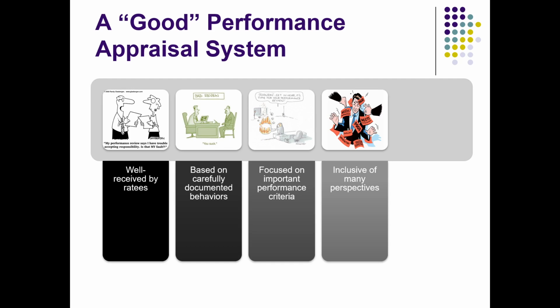It's inclusive of many perspectives. Ideally, we want to be able to have lots of different people who are aware of the performance of this individual give feedback about their performance. There are lots of different ways that this can be done, and we'll talk about this as the chapter goes on. But the more people who are giving feedback, the more seriously typically the person who's been appraised will take it, because they'll think, well, it's not just this one person who has a bias against me.